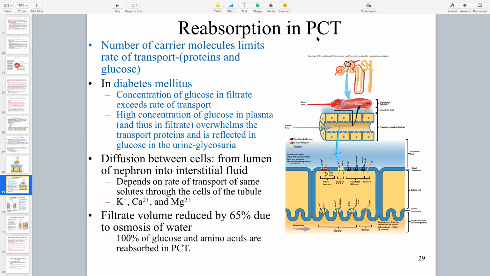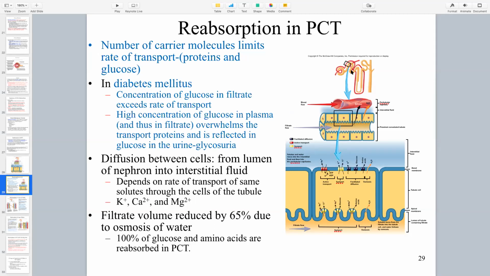So let's take a look at the proximal convoluted tubule. There's something very important here. The number of carrier molecules is limited. There's only so much room for these symporters, because there's only so much room in the proximal convoluted tubule. It's only the very start. And what we're going to see is all small proteins, all glucose gets reabsorbed only in the proximal convoluted tubule. Once glucose goes into this narrow descending limb, there's no more glucose that can be reabsorbed anywhere else.